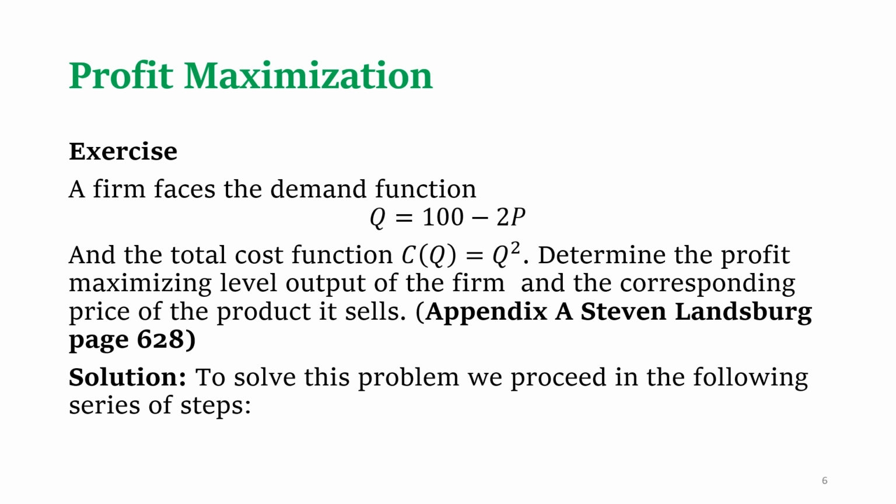Now, let's take a look at one exercise here. This exercise is from Stephen Land's book, Price Theory, page 6 to 8. A firm faces the demand function Q equals 100 minus 2P. This is the direct demand function. And the total cost function C(Q) equals Q squared. Determine the profit maximizing level of output of the firm and the corresponding price of the products it sells. So what is the corresponding price of the product it sells? Now, how do we go about doing this one?